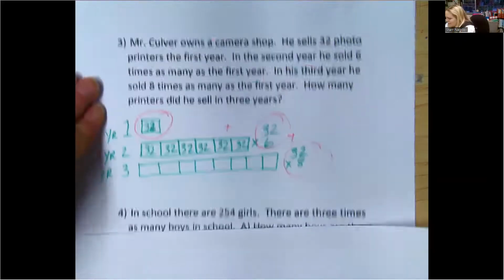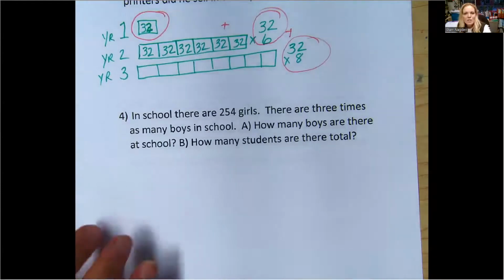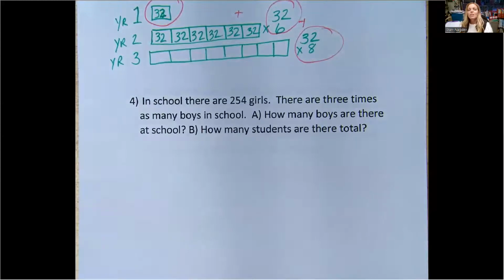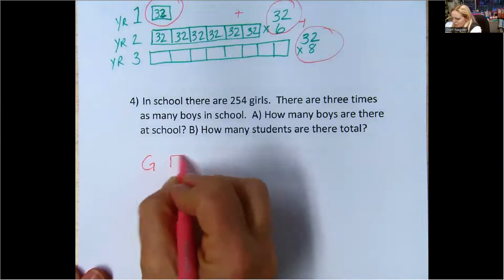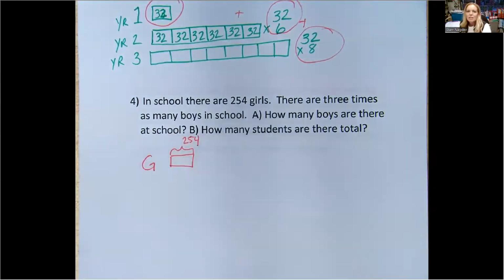Way to go, Culver. Okay, here is another question, 3 times as much. They like these. So in school, there are 254 girls. I'm going to label that. We know exactly how many. There are 254 girls. There are 3 times as many boys in school.